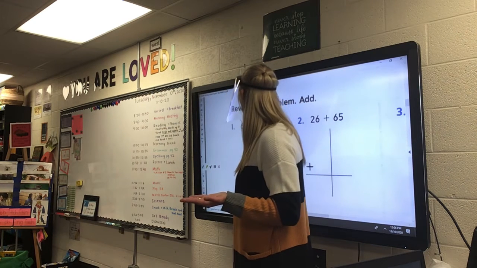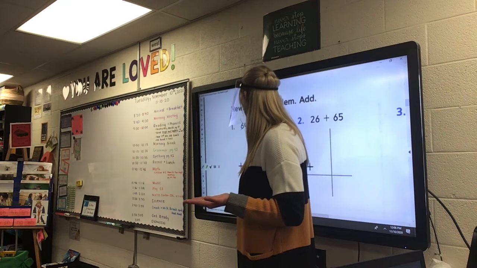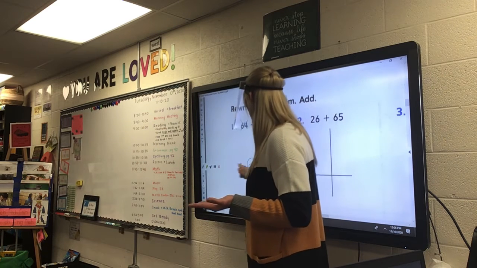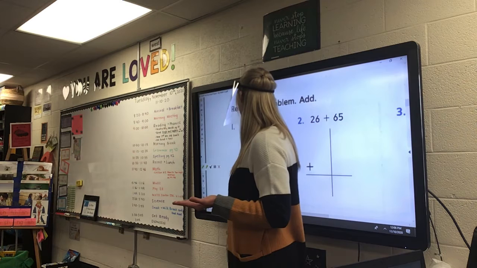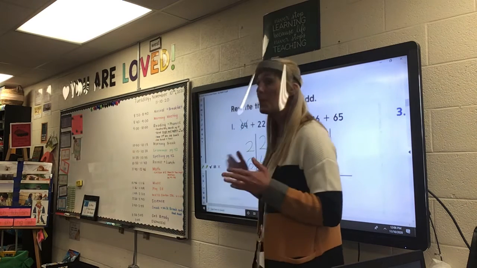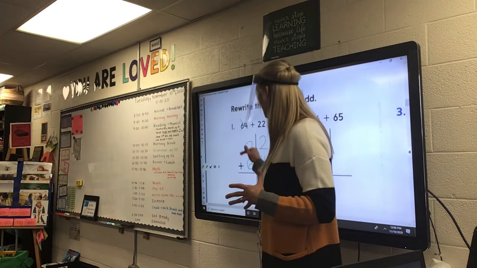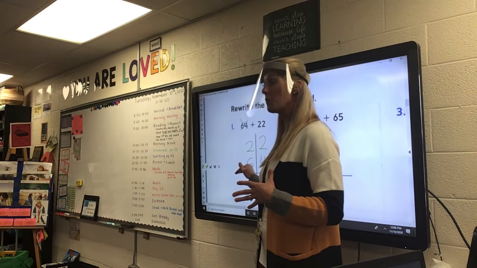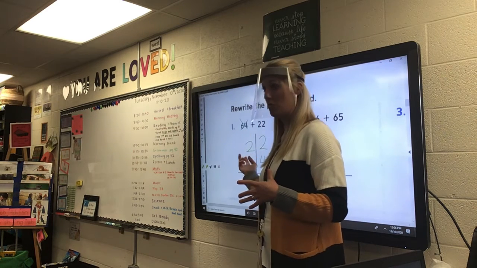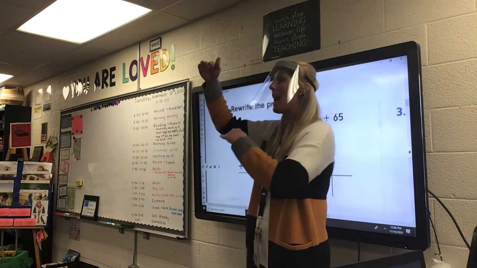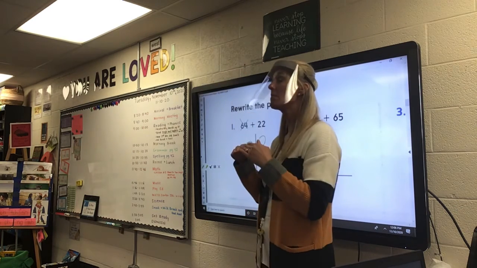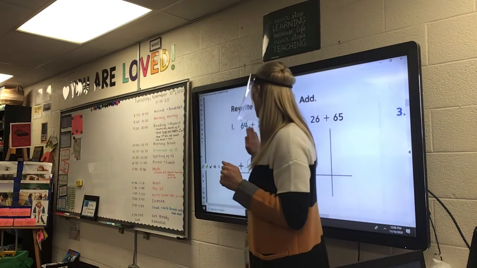Okay, Mrs. Murphy is saying the only thing you can do is put 64 on the bottom and 22 on the top, and you would get the same answer. That's the only thing you can do: you can switch the top and the bottom, but you cannot switch your numbers around. Okay? Good question, Addie.